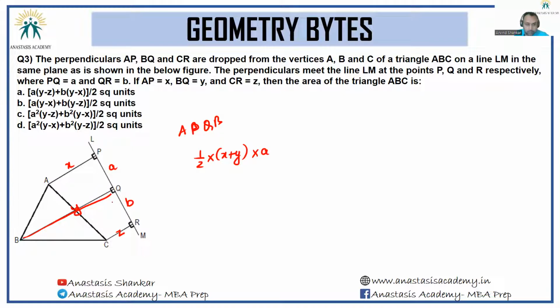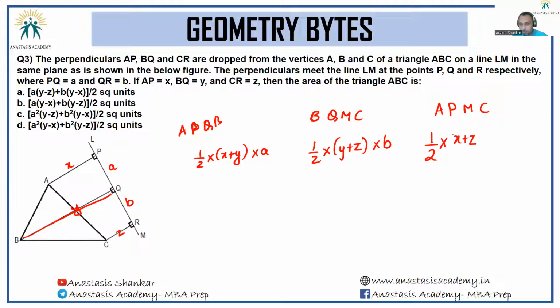I got this trapezium. Now look at BQMC, half into Y plus Z into B. This much I will get. And now look at trapezium APMC. The area here will be half into X plus Z into A plus B.